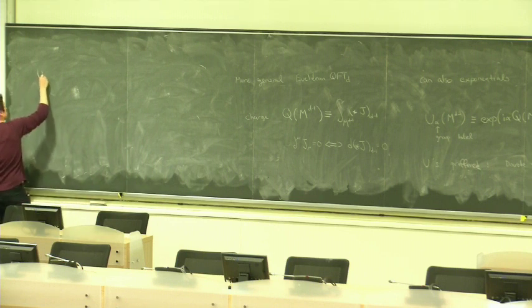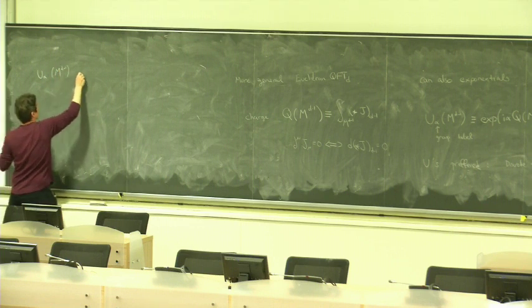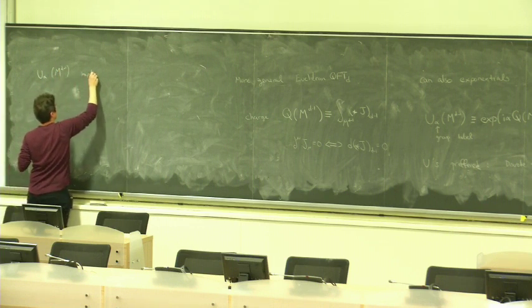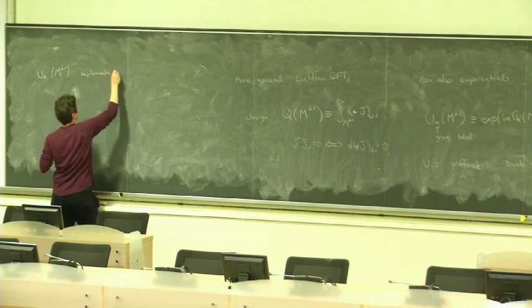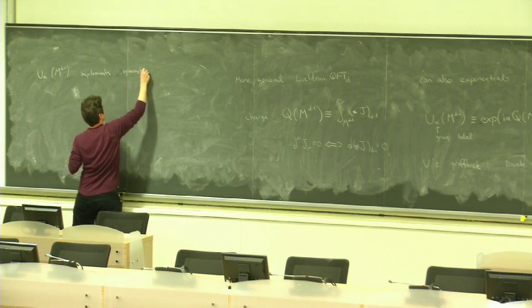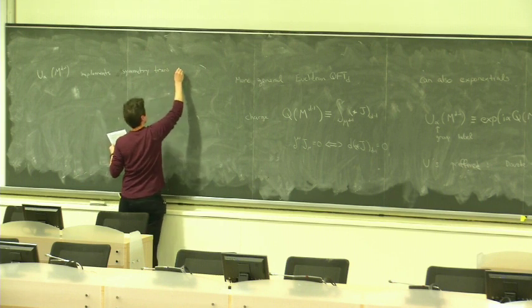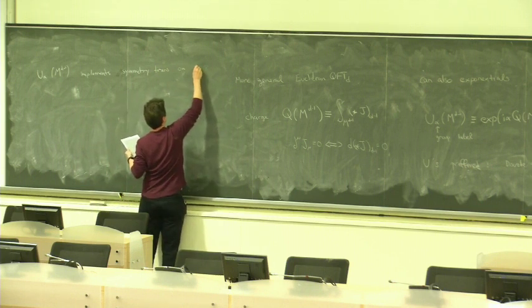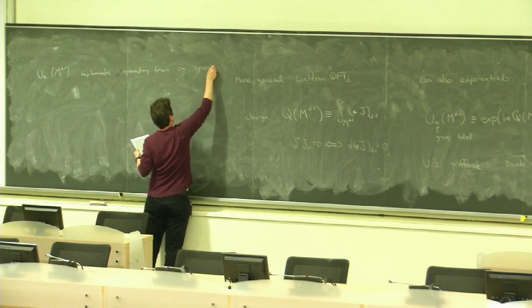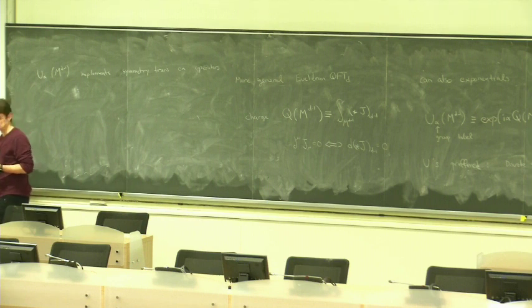Next key property is that U alpha, this topological operator, implements symmetry transformations on operators. Okay, so let's draw a picture associated to that.